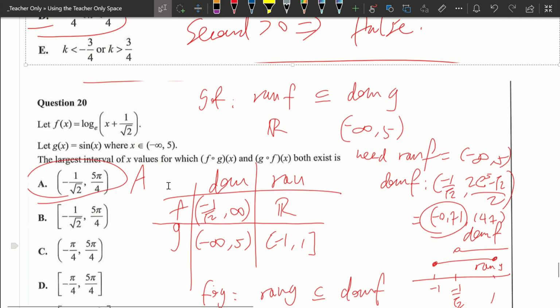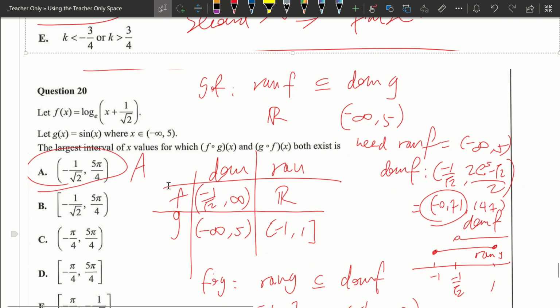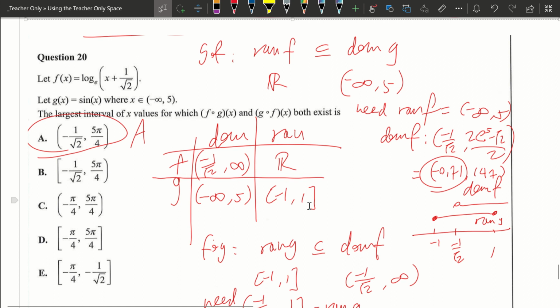Okay, question 20. It's tedious. It's a very, very tedious question. So I'll just go through the thinking behind it. So f is a log function, log of x plus 1 over root 2 with the base e, and g is a sine function, but there's a very ugly domain, negative infinity to 5. It doesn't have a domain for log, so we will assume maximum domain, the implied domain. And then it wants the largest interval of x where both f of g and g of f exist.